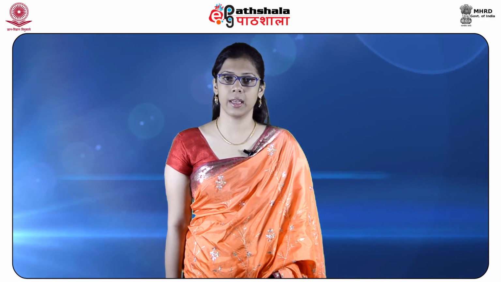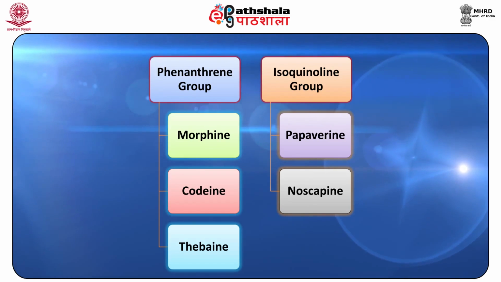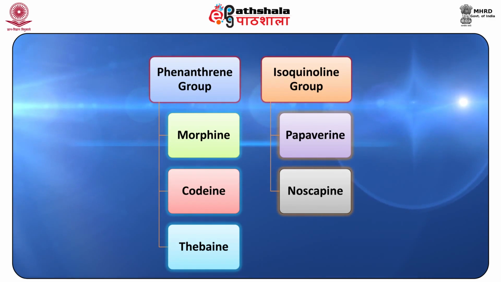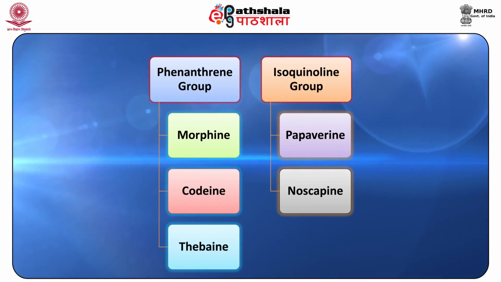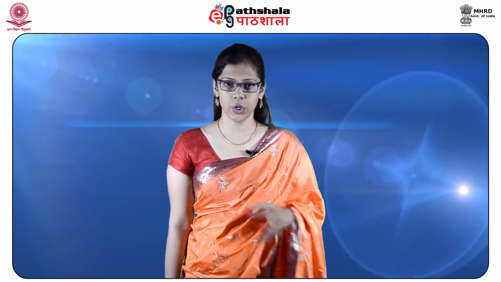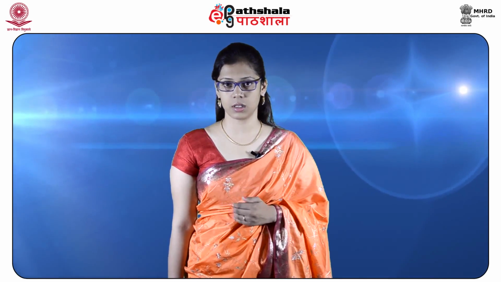Basically, alkaloids obtained from opium fall into two main categories, the phenanthrene group and the isoquinoline group. The phenanthrene group consists of morphine, codeine and thebaine, and the isoquinoline group consists of papaverine and noscapine, or narcotine and noscapine. Apart from these natural derivatives, there are several other drugs used in pharmacotherapeutics which are either semi-synthetic or synthetic analogues.